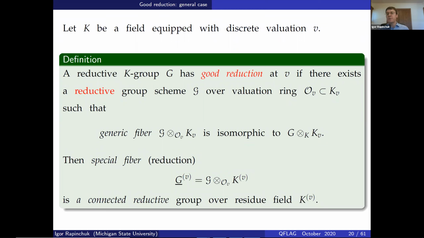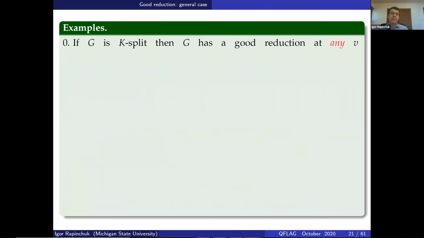Okay, well, this definition is perhaps somewhat abstract, but it turns out that the condition of having good reduction can be described quite concretely in a number of situations of interest. First of all, if G is a split group, then it has good reduction at all valuations V. The reason being that by the Chevalley construction, any such group arises from a group scheme over Z.